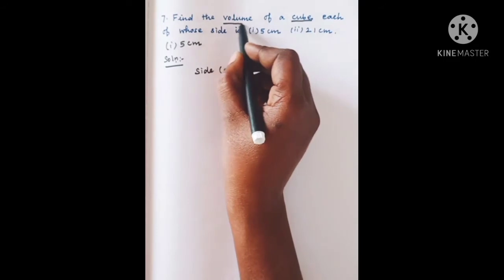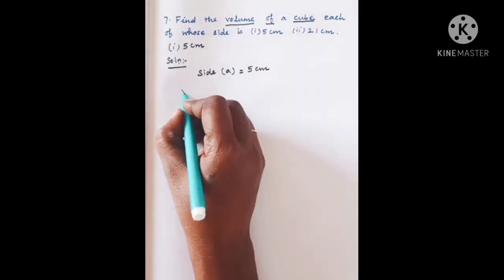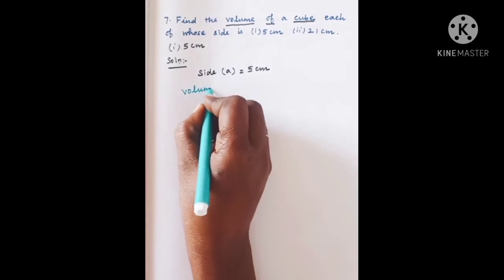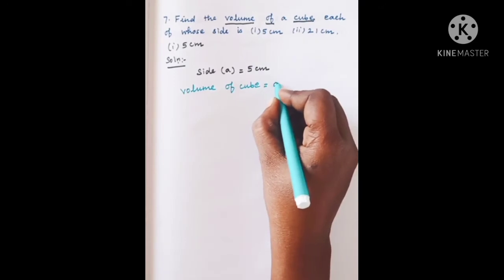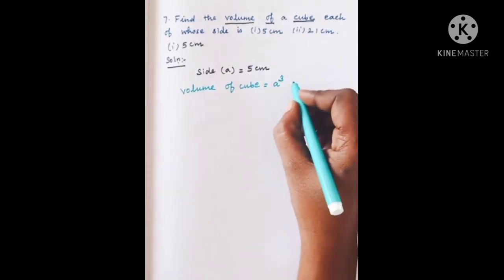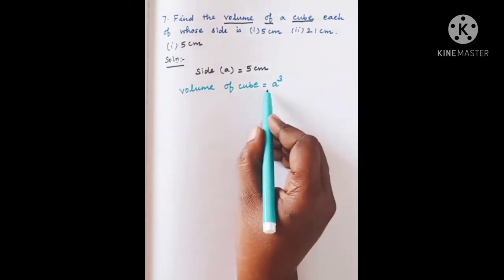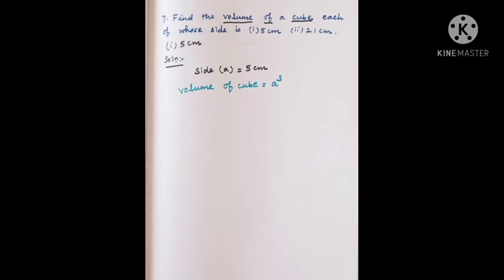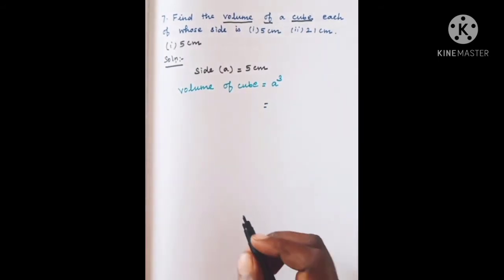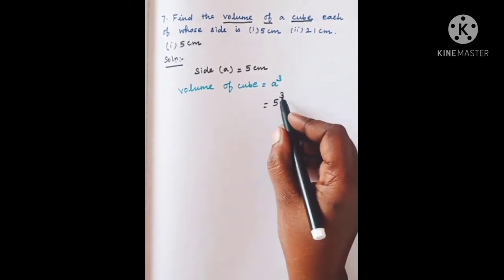Volume of cube. So now the formula to find the volume of cube. Volume of cube is equal to A cube cubic units. This is the formula to find the volume of cube. Volume of cube is equal to A cube. Here the value of A is given as 5. So 5 cube, you have to write 5 cube.